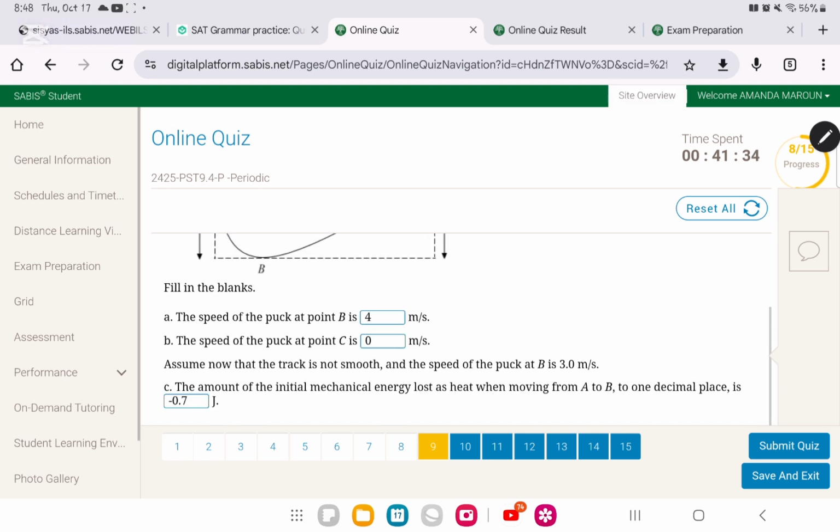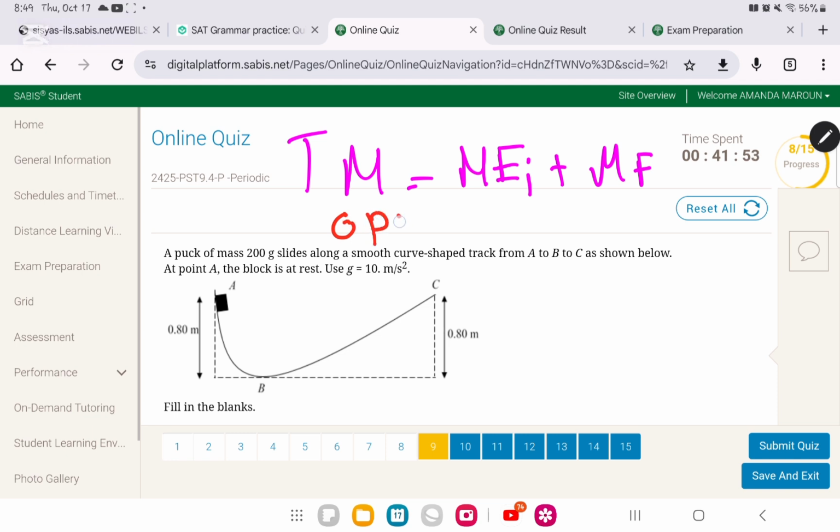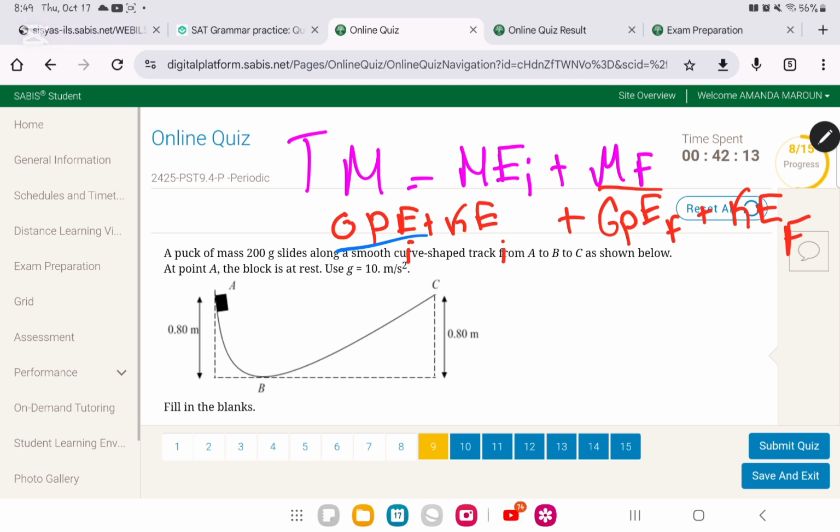You can find the mechanical energy lost like this. You can do the total mechanical energy is equal to mechanical energy initial plus mechanical energy final. Let's say we're doing it like this. Mechanical energy initial is what? The GPE, okay, plus the kinetic energy initial, plus what? The mechanical energy final, which is GPE final, plus kinetic energy final. Now this one will make more sense in terms of the gravitational potential energy.